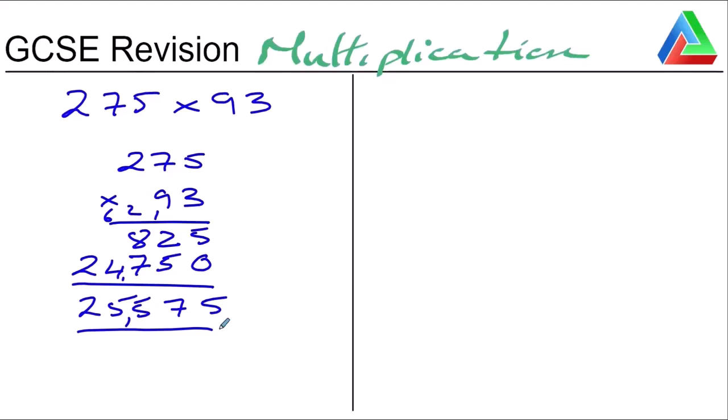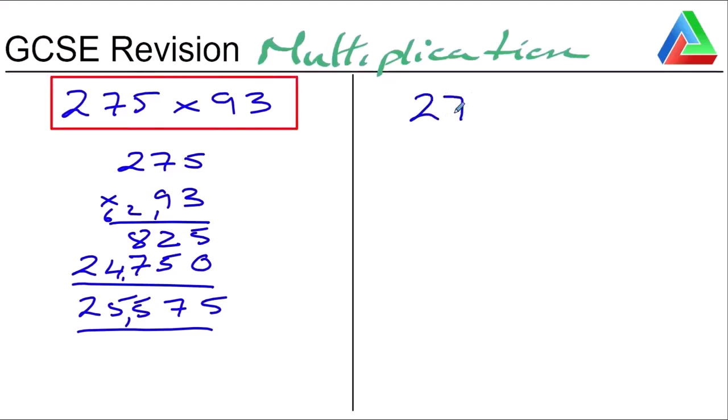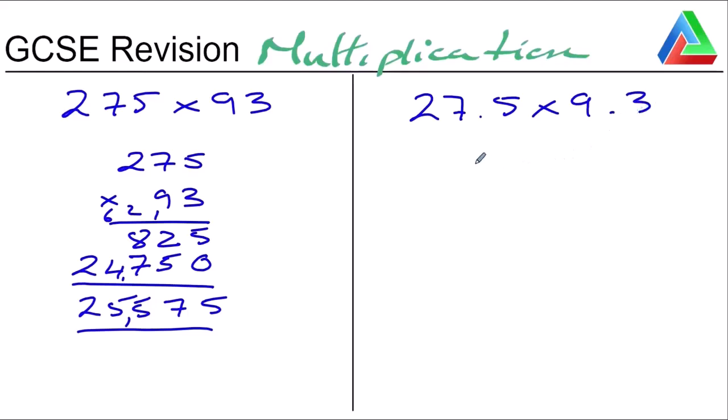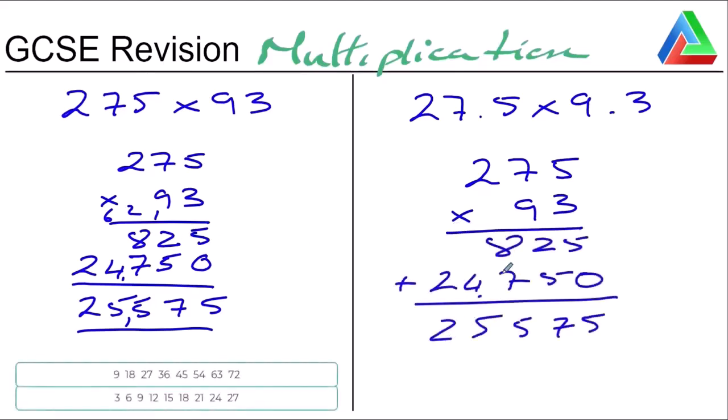Now for this one, we're going to multiply decimals. We're going to take these numbers here, 275 times 93, and we're going to multiply 27.5 times 9.3. This is easy peasy. Ignore the decimals and do 275 times 93, which we've just done, and we get 25,575. We ignored the decimals. Now we have to do something with them.